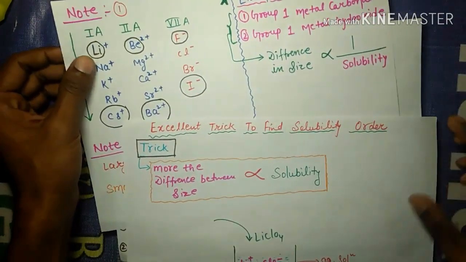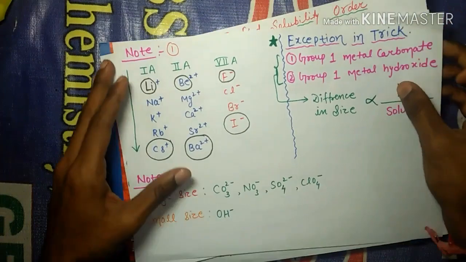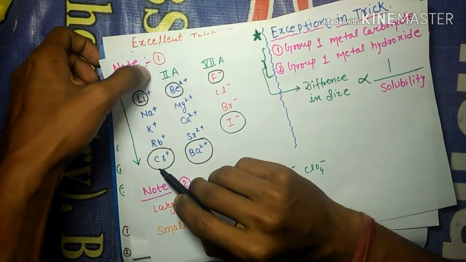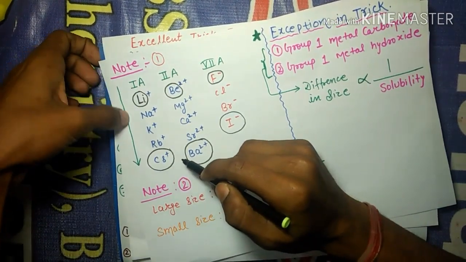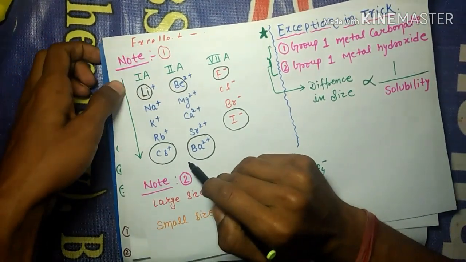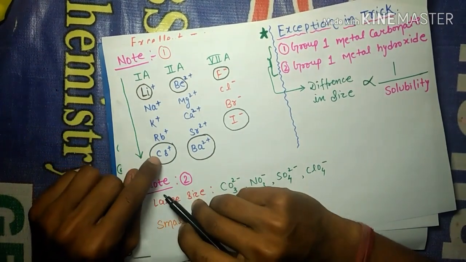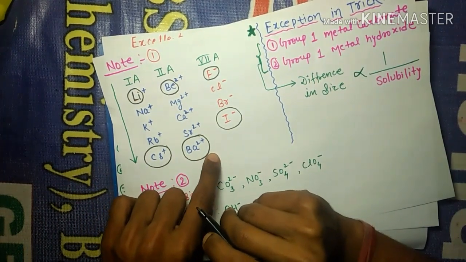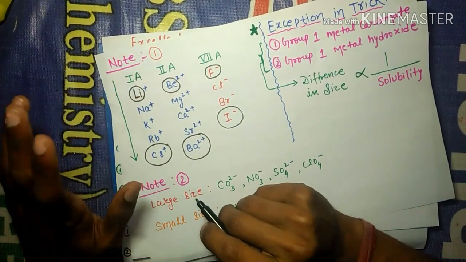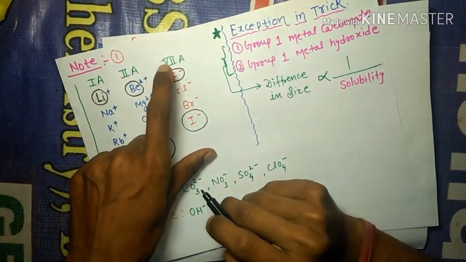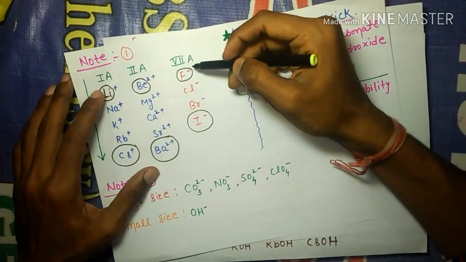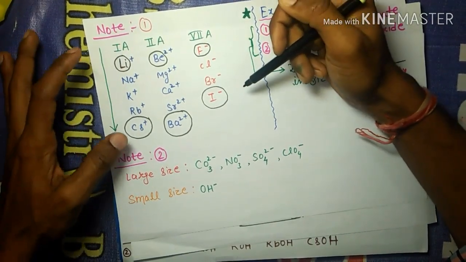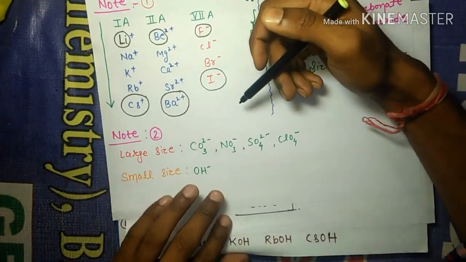Now we see some facts. This is note 1. We know that in group 1 and group 2, the size increases moving from top to bottom in the group. So the biggest size will be Cs plus, and in the second group the biggest size will be Ba2 plus. I hope you all know this. And in the 17th group, F minus is the smallest size, and I minus will be the greatest size. So this is note 1, and now we talk about note 2.